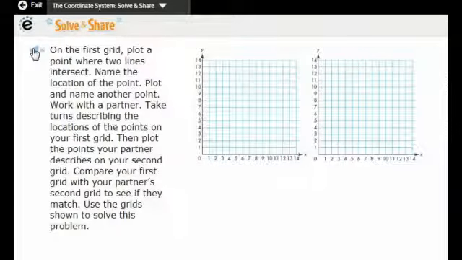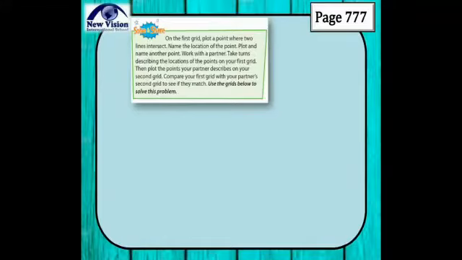On the first grid, plot a point where two lines intersect. Name the location of the point. Plot and name another point. Work with a partner. Take turns describing the locations of the points on your first grid. Then plot the points your partner describes on your second grid. Compare your first grid with your partner's second grid to see if they match. Use the grids shown to solve this problem. Now let us answer solve and share.